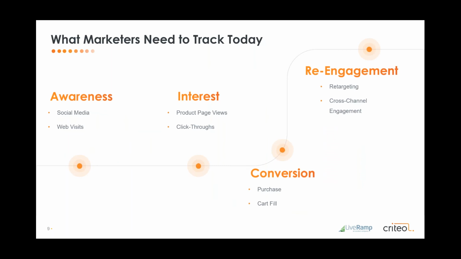So if you look at what marketers need to track today, you can think of it by marketing objectives. Am I trying to make people aware of my brand, make them aware of what I have to offer, basic top of the funnel awareness? Am I trying to move them from awareness into interest? Maybe I want page views on product pages. Maybe I want click-throughs. I want engagement on a website. I want engagement within an app. And then ultimately that interest should lead to conversion. I want to make a purchase or at least get some stuff in the cart. And then I want to re-engage. I want to maximize the lifetime value of that particular customer. I do that through retargeting. I do that through re-engaging across all channels.